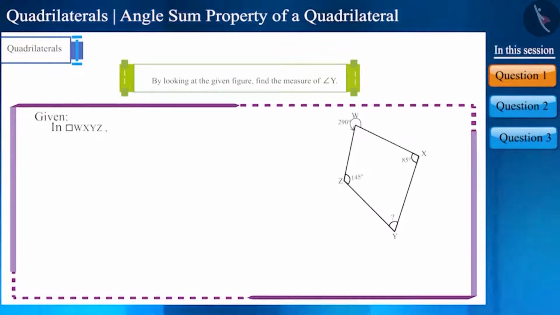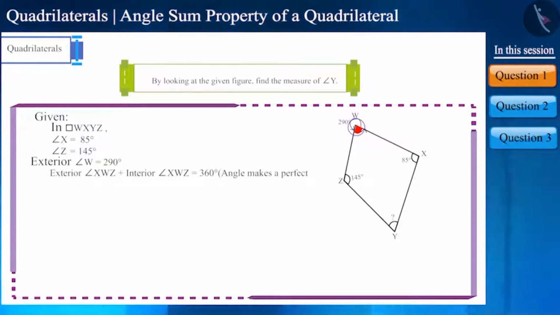Friends, here we are given the measurement of two internal and one external angle of the quadrilateral, and we have to find the measurement of the remaining one angle. Here we will first find the measure of angle W. We know that when an angle forms a complete circle, its measure is 360 degrees. Therefore, the sum of the measurements of exterior angle XWZ and interior angle XWZ will be 360 degrees.